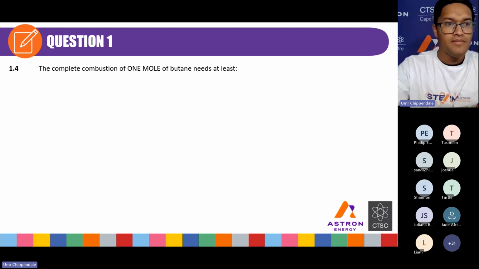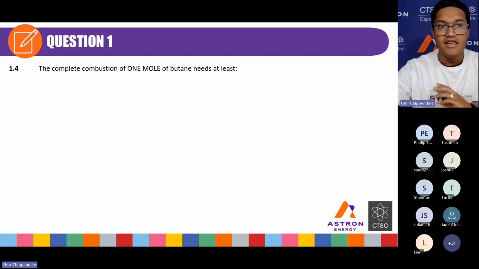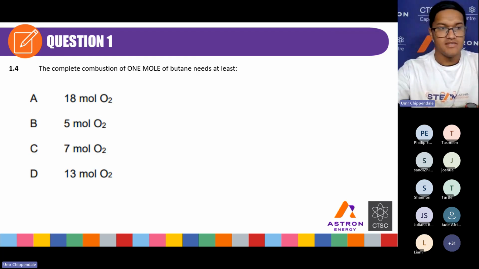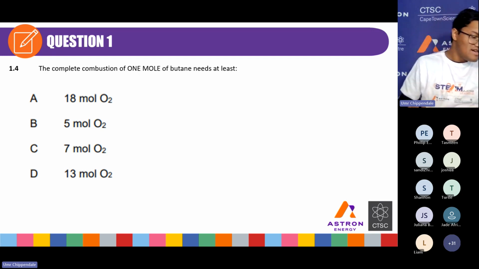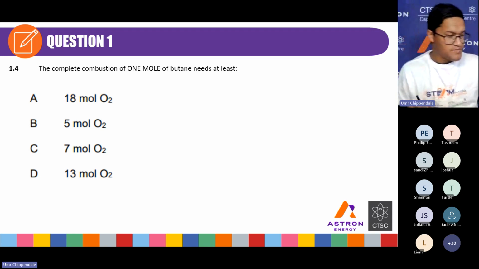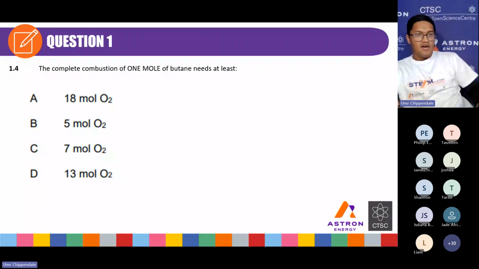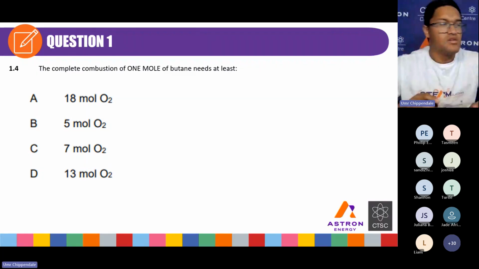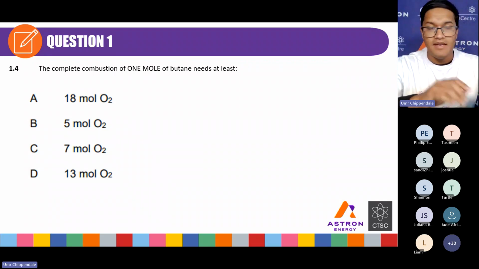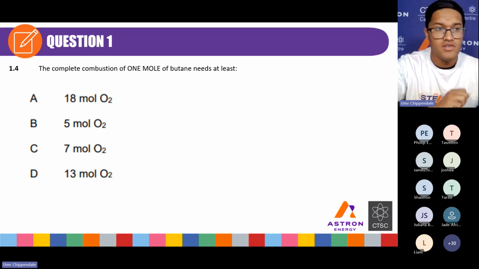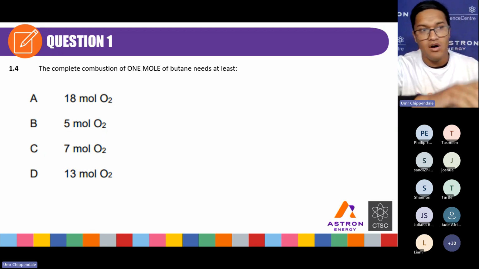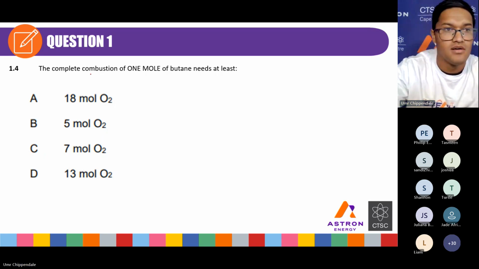Moving on, 1.4. The complete combustion of 1 mole of butane needs at least, in here they give the options, A, B, C, or D: either 18 moles of oxygen, 5 moles of oxygen, 7 moles of oxygen, or 13 moles of oxygen. So, in order for us to do this, we can see if it is A, B, C, or D. It was a bit of a tricky one. But now to make sure that you guys also know what's happening, can everyone please try and answer in the chat with A, B, C, or D by answering question 1.4.